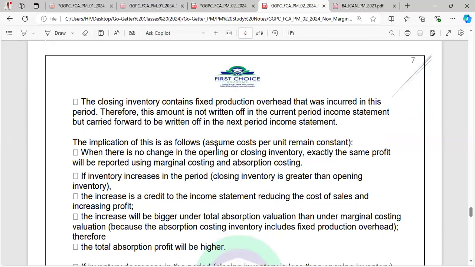We assume that cost per unit remains constant. When there is no change in the opening stock or closing stock, we will get the same profit using marginal and absorption costing. So if there's no opening stock, no closing stock, or if we have the same opening stock and closing stock, we will have the same profit.